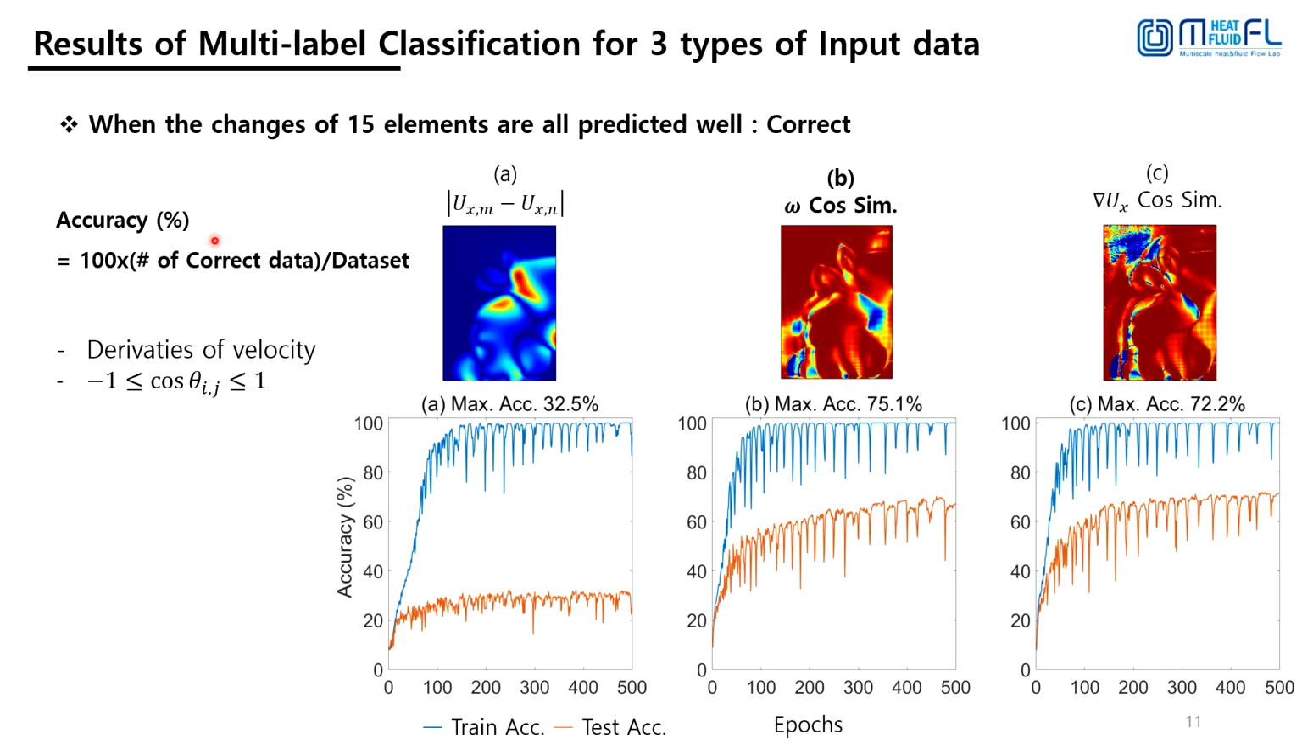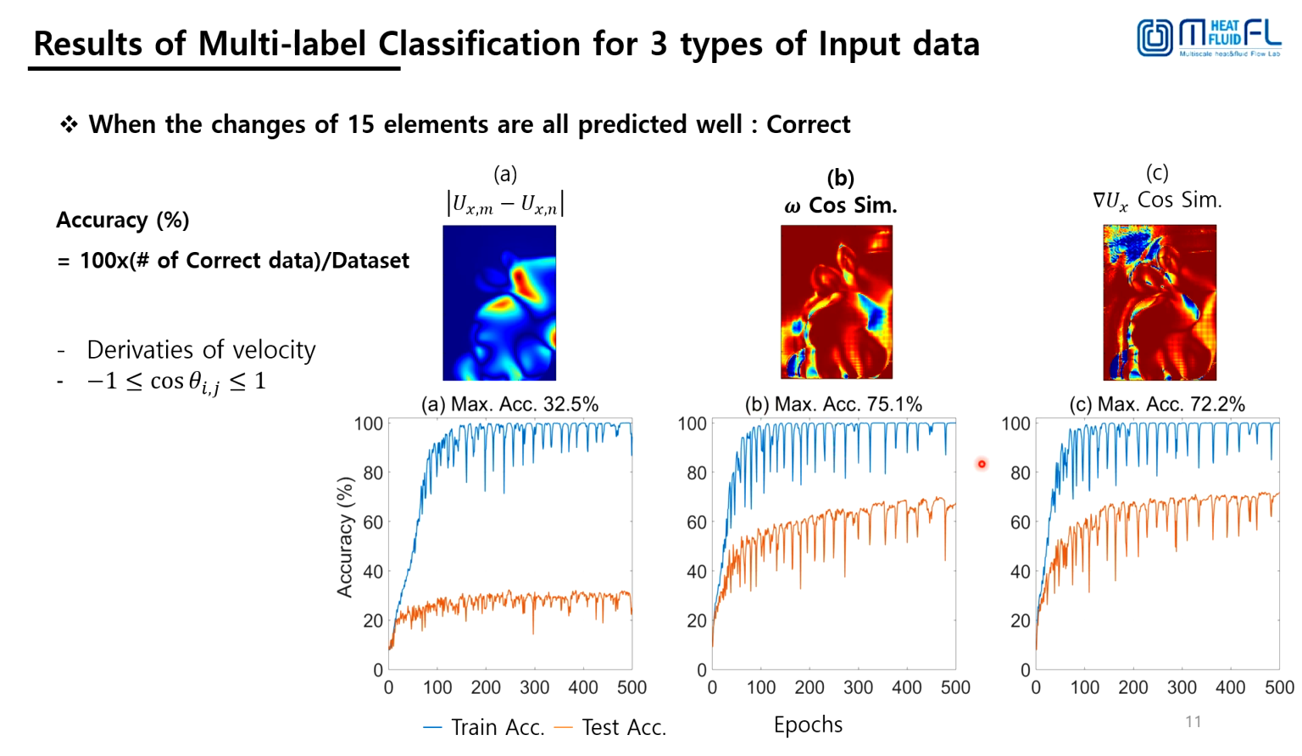Now I'll show the results from training using the multi-level classification approach. Across the three predefined input data types, accuracy was computed. Here, accuracy signifies the proportion of correctly predicting all 15 design element changes within the whole dataset. Comparing the red test accuracy lines on the graph, it's clear that using cosine similarity of vorticity produces the highest accuracy.